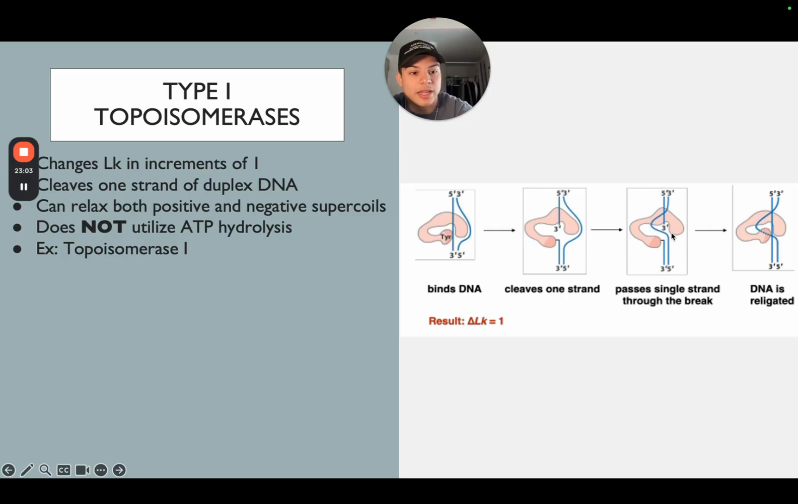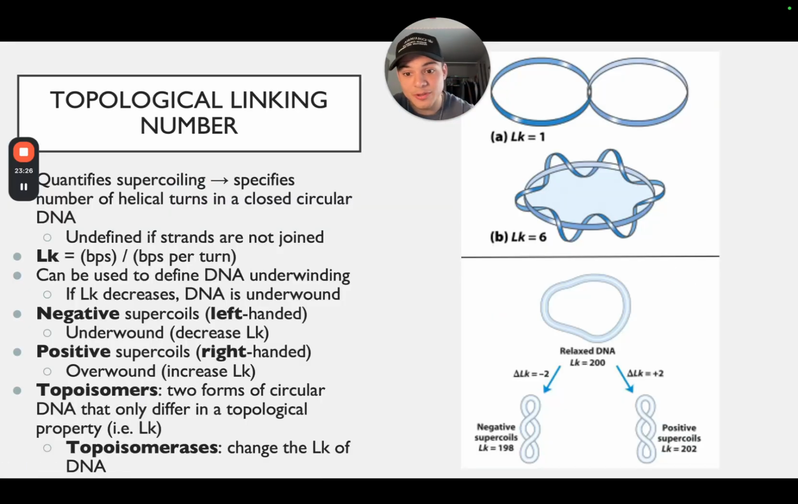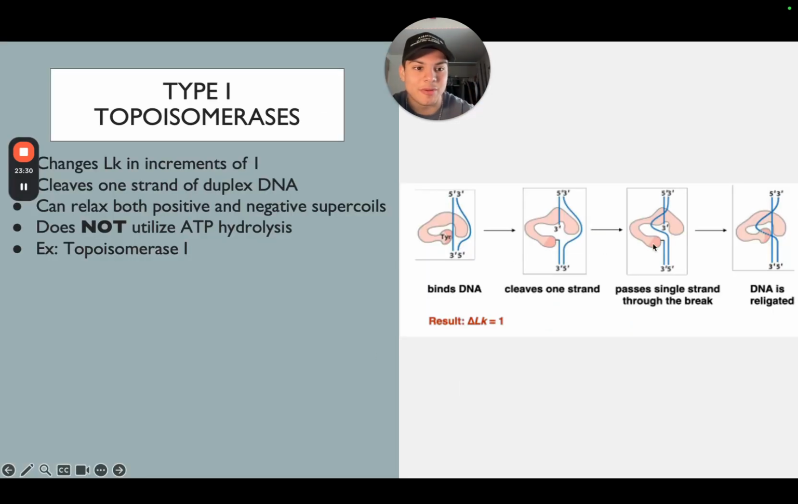What it'll do is it'll pass the other strand that was left alone through and then reconnect, or religate, I think that's the better word, the strand that was cleaved, and now you have increased or decreased the linking number depending on which one you had in the first place, a positive supercoil or negative. Now let me ask you guys this. If you have a negative supercoil, we know that it is underwound, right? Meaning that we want to wind it more. So with topoisomerase 1, it would increase the LK number. It would wind the DNA more.